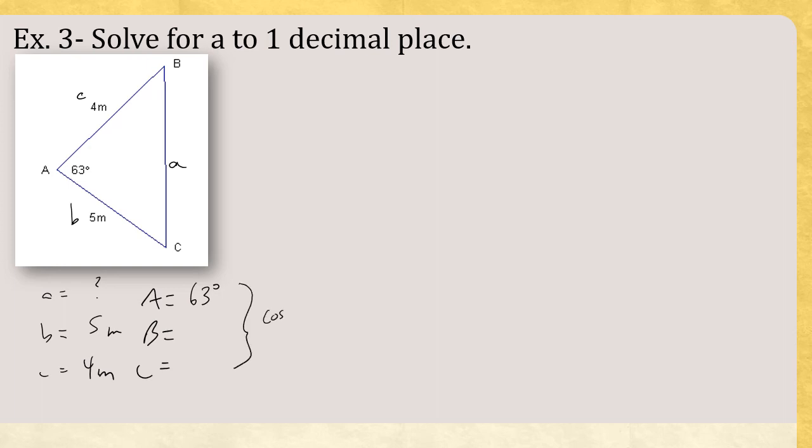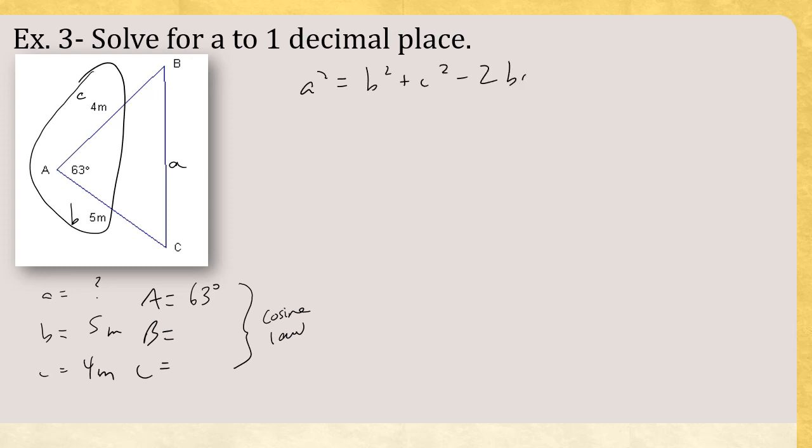That's our cue to use cosine law. Or if you look visually, we have two sides and a contained angle. We have the angle in between two sides. That's cosine law. So a squared equals b squared plus c squared minus 2bc times cos A. Fill in all your info.